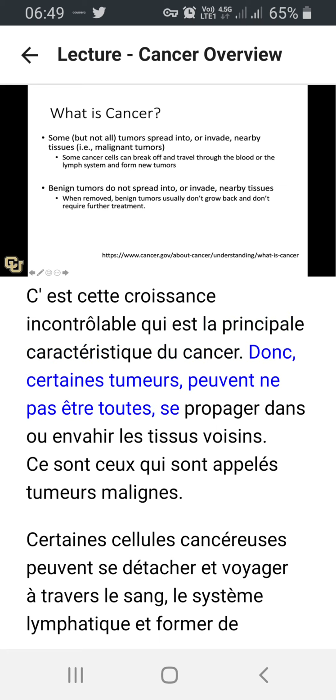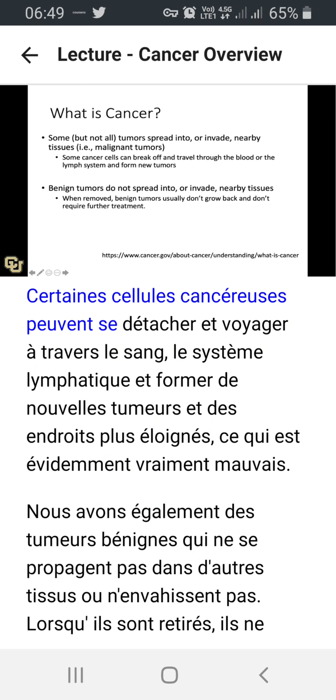Okay, so some tumors, right, but not all of them, spread into or invade nearby tissues. And those are the ones that are called malignant tumors. And some cancer cells can break off and travel through the blood or the lymph system and form new tumors in more distant places, which obviously is really bad.